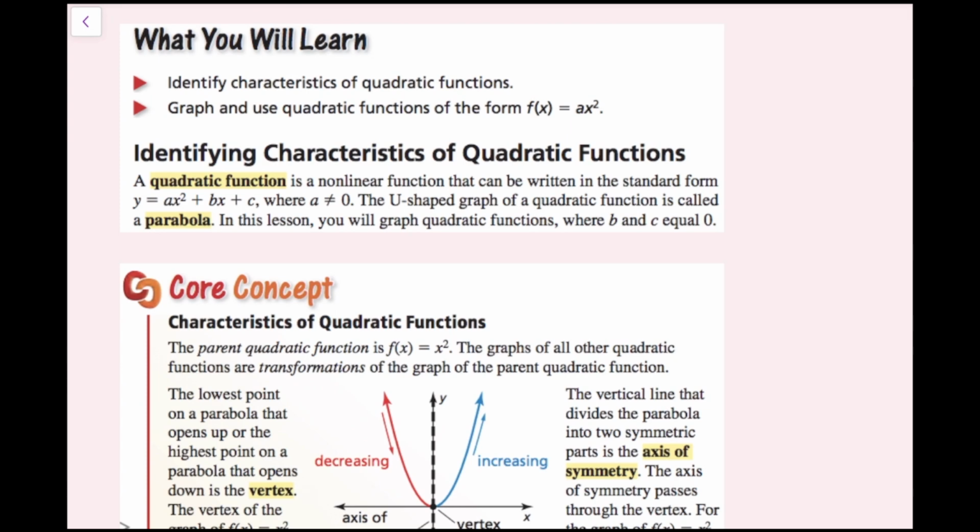In this lesson, we're going to be identifying characteristics of quadratic functions, and we're going to be graphing and using quadratic functions of the form f of x equals ax squared. A quadratic function is a nonlinear function that can be written in the standard form of y equals ax squared plus bx plus c, where a does not equal 0. The U-shaped graph of a quadratic function is called a parabola. In this lesson, you will graph quadratic functions where b and c equal 0.